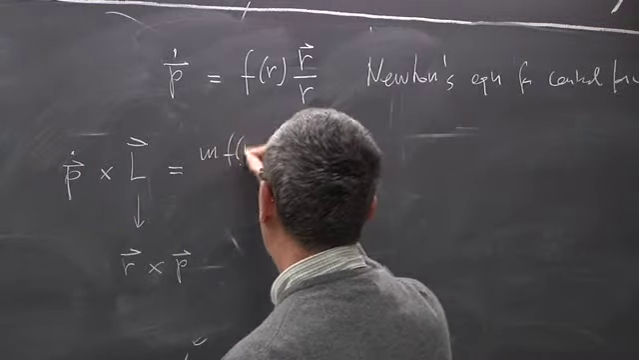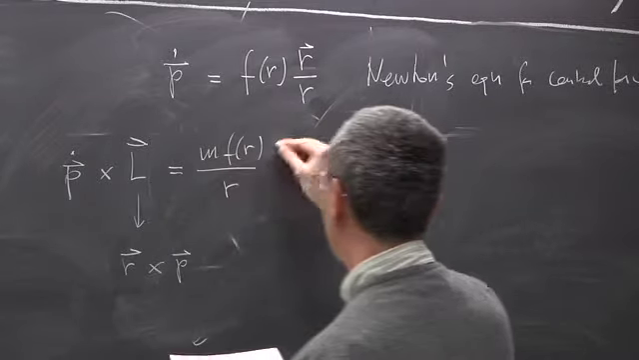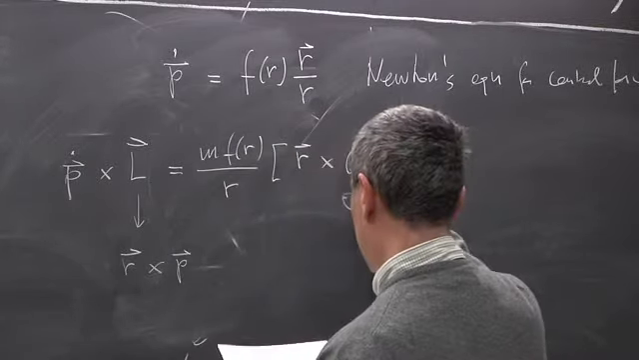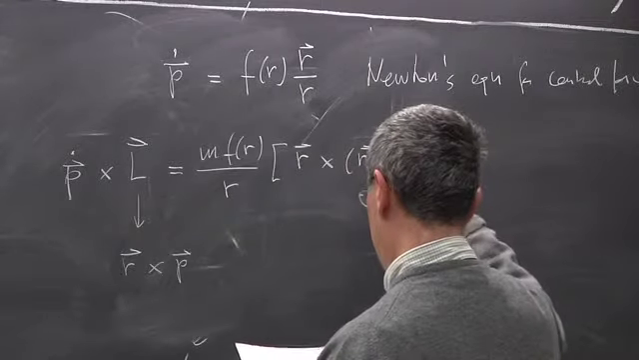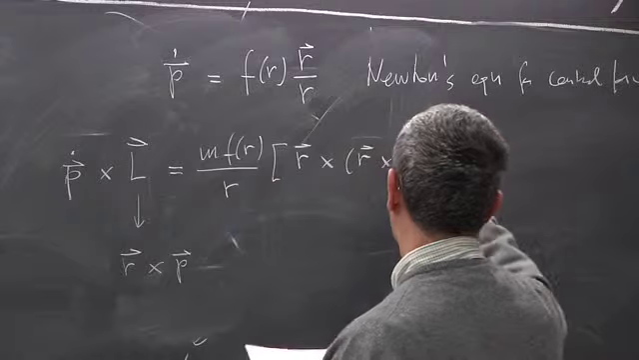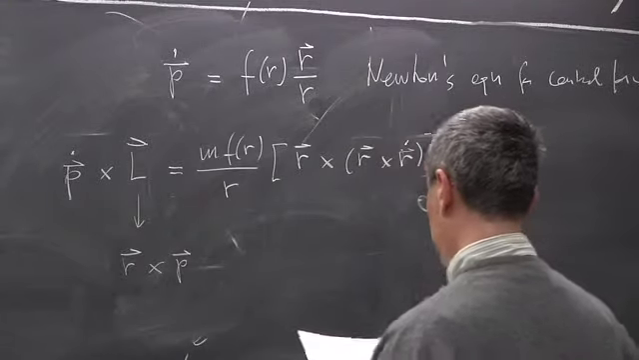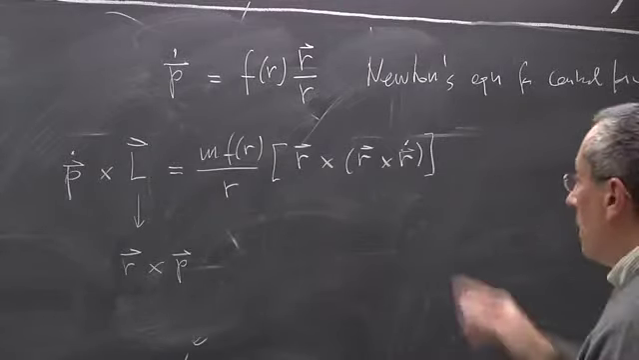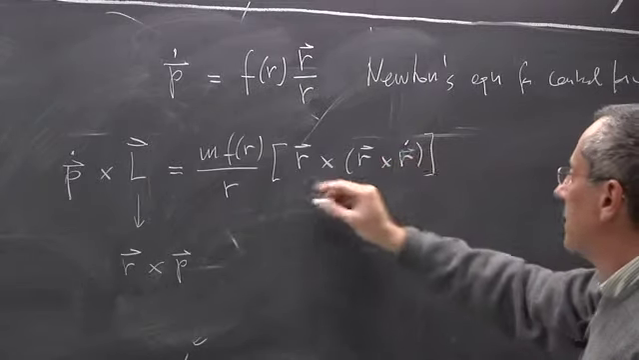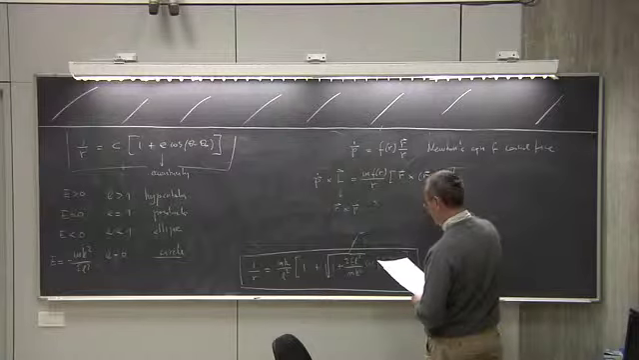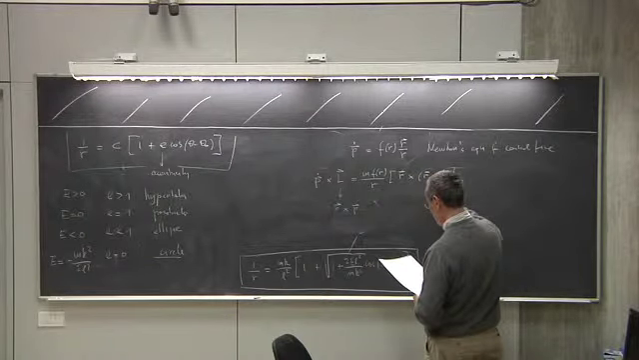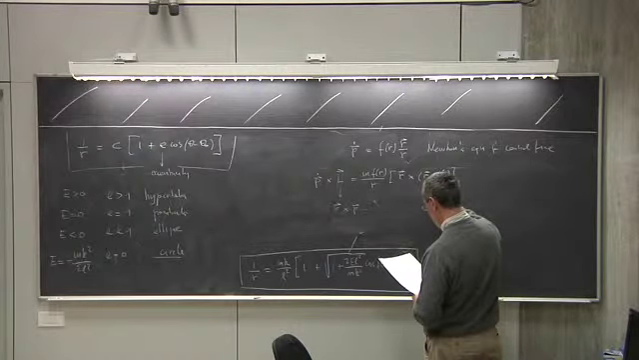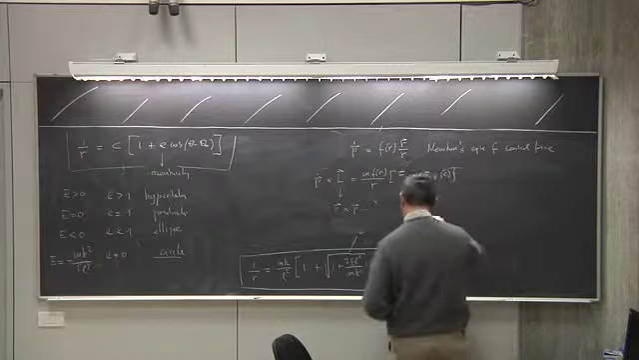So M F R over R, R cross R, R dot. Why? Because P is M R dot, so we pull M out and then. Yes. You see?